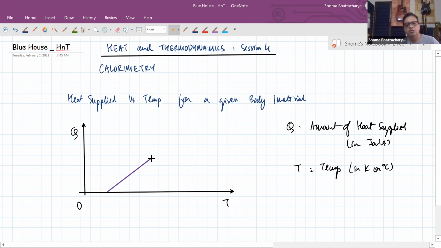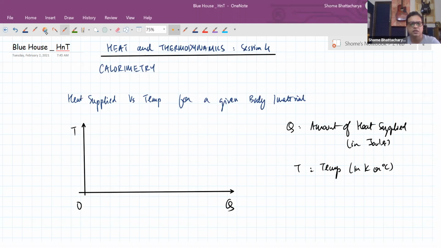Say the temperature starts from some non-zero value. Now, as we supply heat, the temperature increases proportionately. What we'll do here is we keep heat as the control variable, and temperature is what we are measuring. So we are seeing temperature as a function of the amount of heat supplied. As we supply more and more heat, the temperature increases linearly. Suppose the material to which we are supplying the heat is solid.